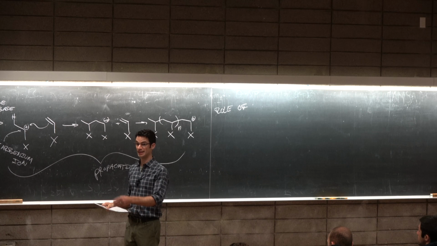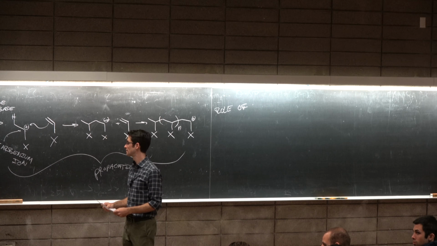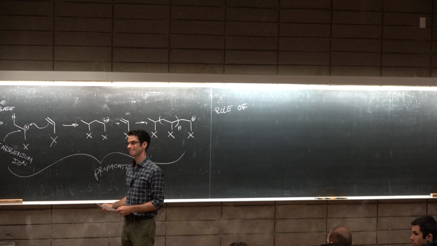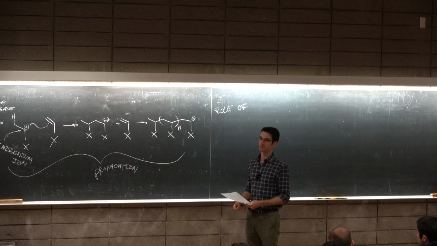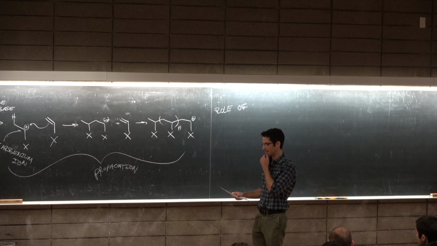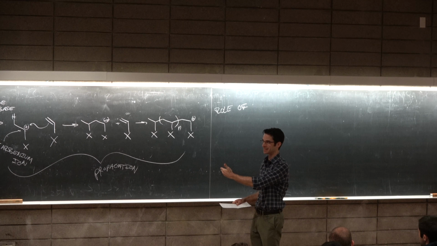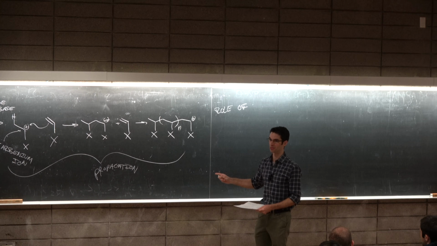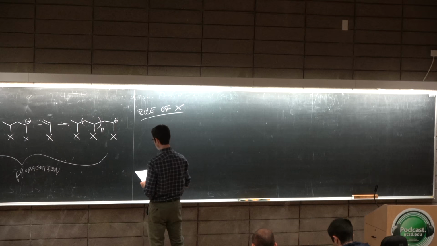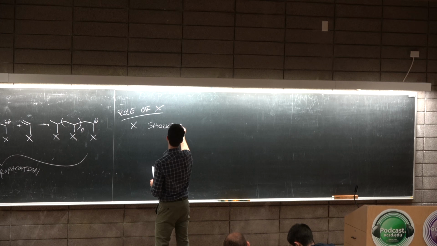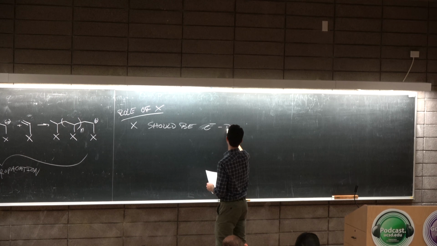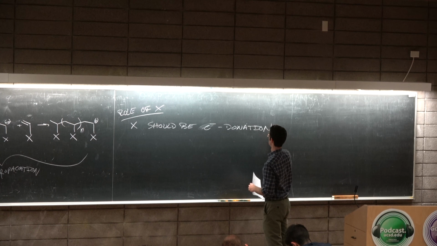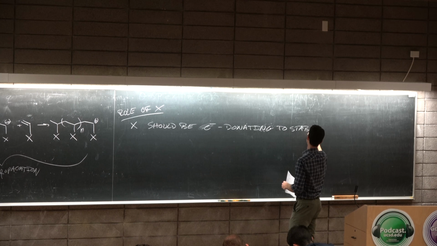Could you potentially redirect the positive charge to the primary carbon if you were to use, say, an electron poor substituent as X? Or would that reaction stop? The X substituents have to be electron rich in order to stabilize the positive charge. So the reaction wouldn't happen with electron poor? The reaction would not happen with an electron poor system, correct. But an anionic polymerization would happen with an electron poor system. So what is the role of X? X should be electron donating, to stabilize the positive charge.